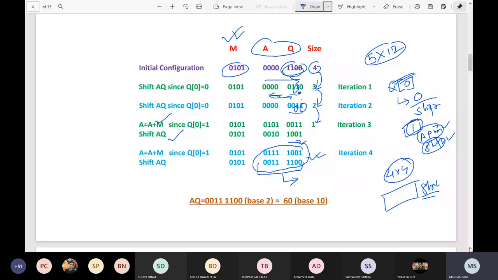Clear? Now another algorithm, for signed numbers, and it is very famous, is called Booth's algorithm.